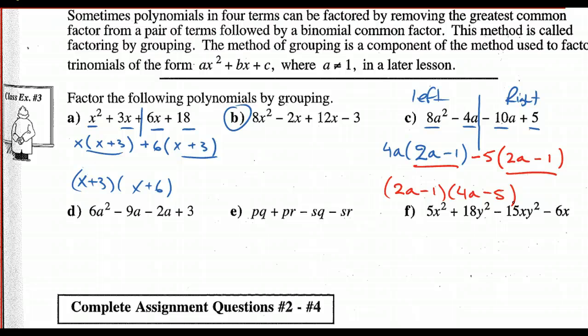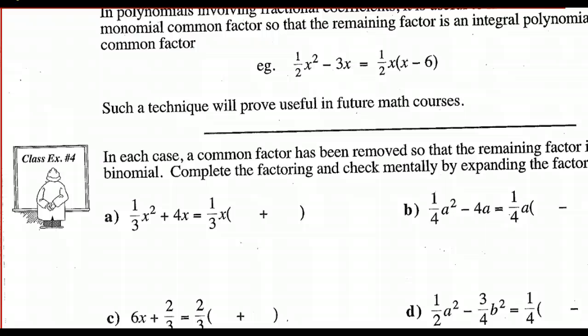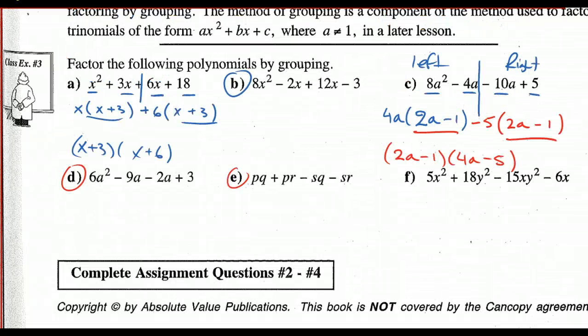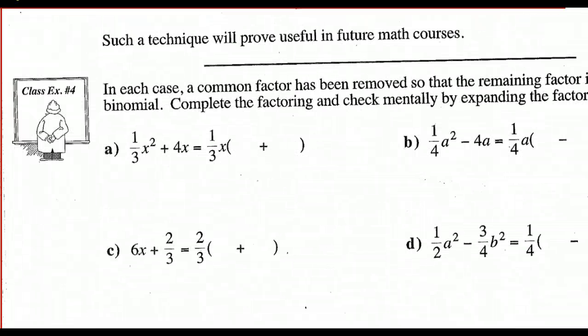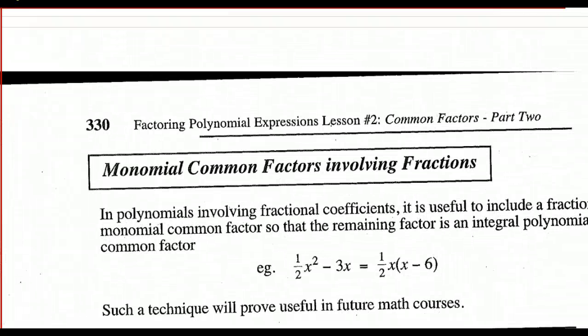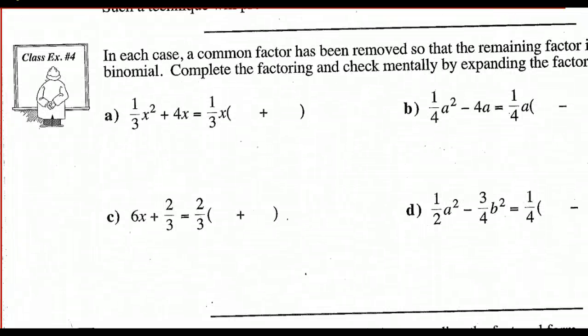All right, you can try this one and this one, and let me see what else is down here. Yeah, let me just jump to this bottom one down here. So now what are we doing here? So monomial common factor. We're just going to do the same thing but with fractions. So not too much more difficult. So let's see what happens here.